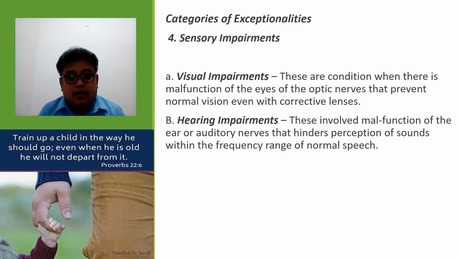Number 4 category of exceptionalities is the sensory impairments. There are two types of sensory impairments. The first one is the visual impairments. These are conditions when there is malfunction of the eyes or the optic nerves that prevent normal vision even with corrective lenses. The second one is the hearing impairments. These involve malfunction of the ear or auditory nerves that hinders perception of sounds within the frequency range of normal speech.